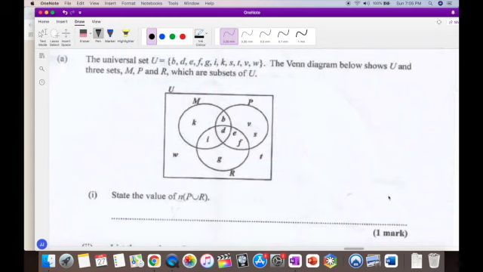State the number of elements in P union R. So P union R means that I want everything in P as well as everything in R. So this here will be P union R. So the number n, the cardinal number, or the number of elements in P union R: 1, 2, 3, 4, 5, 6, 7, 8. So we have 8 elements.